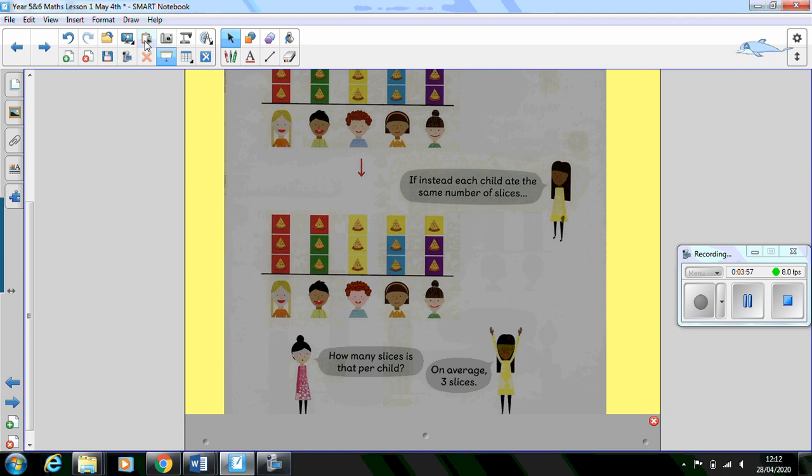And we call this method the mean. I typed in there the mode. Let's just replace that. This is called the mean. It's where you add up the total altogether and divide by the number that there are. And this is the one we're going to focus on today.